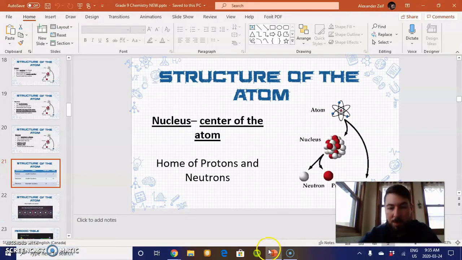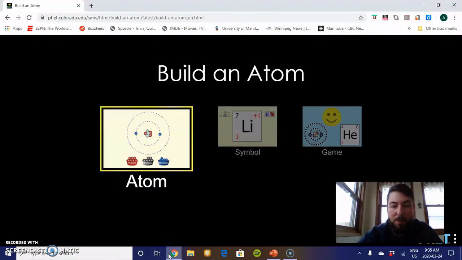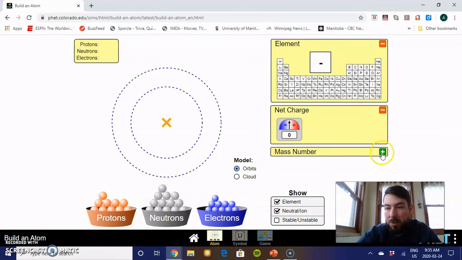I'm just going to show you one thing I'm going to attach to the notes. It's called the Building an Atom Simulator. I'm going to include this link in the notes. When you are there, just click on Atom, and there we go. We're going to build some atoms. Let me open these up: net charge and the mass number.